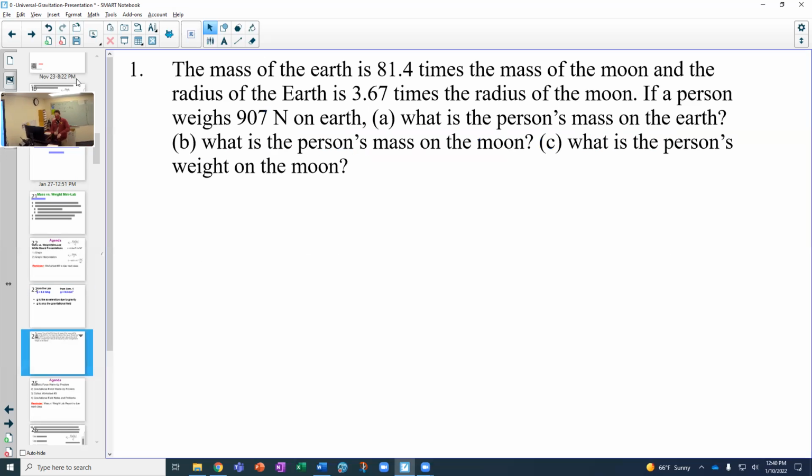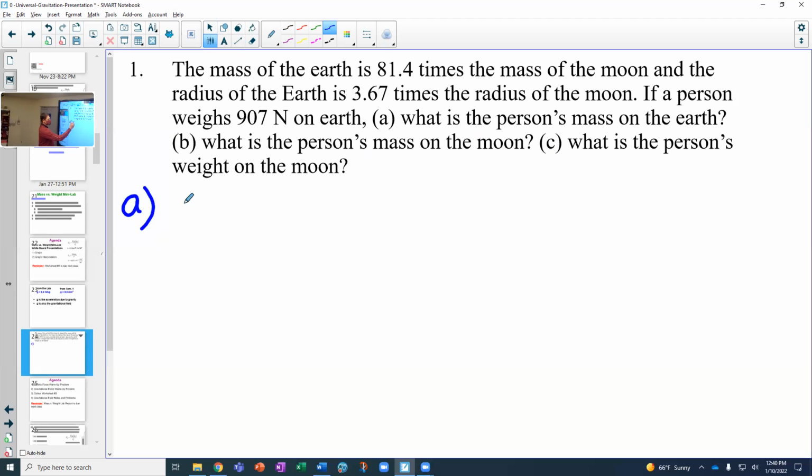So looking at the first question on worksheet 3, it says the mass of Earth is 81.4 times the mass of the Moon, and the radius of the Earth is 3.67 times the radius of the Moon. If a person weighs 907 newtons on Earth, A, what's the person's mass on the Earth? B, what's the person's mass on the Moon? And C, what is the person's weight on the Moon? So can someone help us out? How would we find the mass of this person on the Earth, or A?